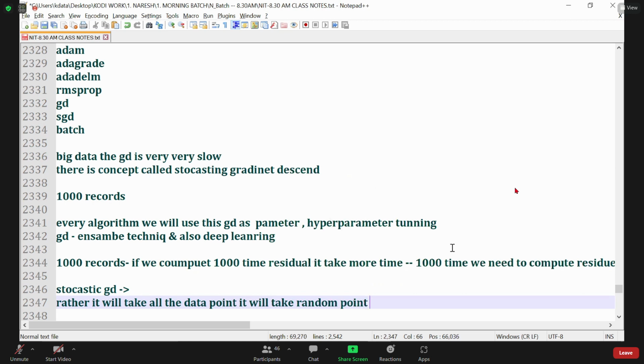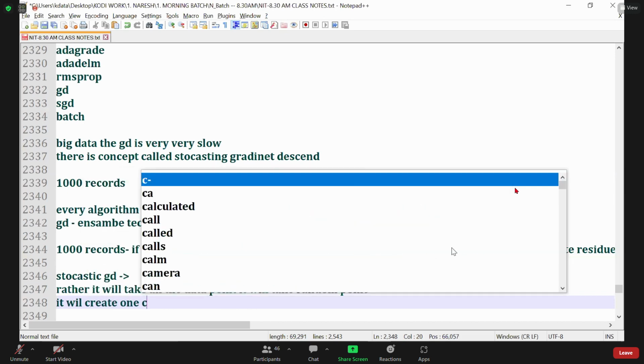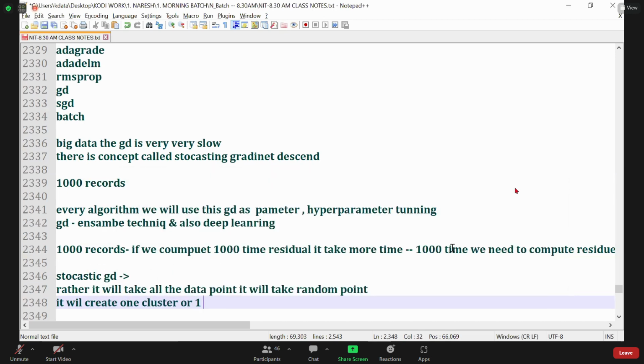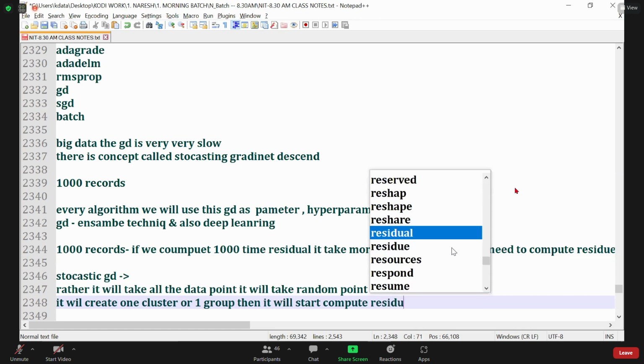Fantastic. What do we take, guys? Random points. Assume you have 1,000 students, and you cannot make 1,000 rows, isn't it? You take random students and pick one group. Random points will create one group, one cluster. Then it will start computing the residual.